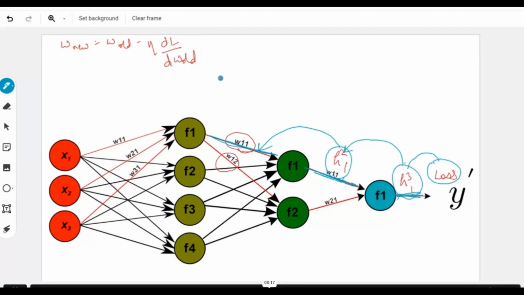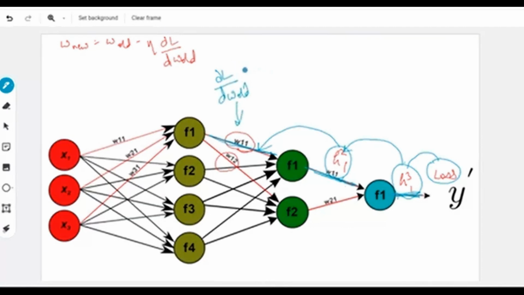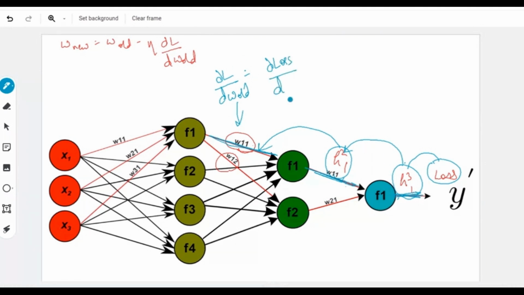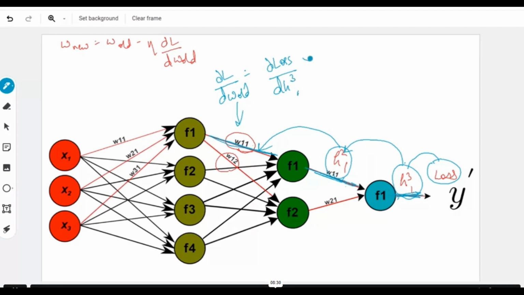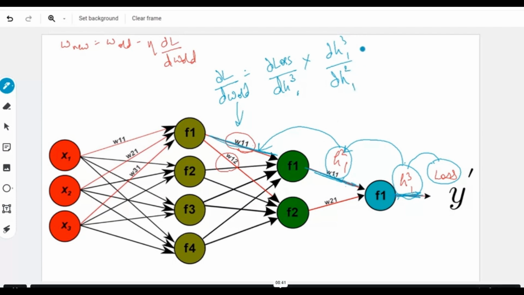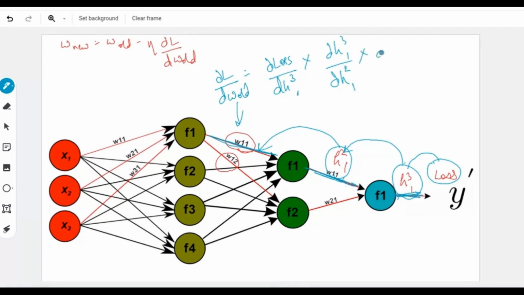So differentiation of loss with differentiation of weight, this weight here, is equal to differentiation of loss with respect to the output here from the third layer first node, into the differentiation of the output from the third layer first node, which will be followed by the differentiation of output from the second layer first node, and now this output will be differentiated by the weights here. Easy.